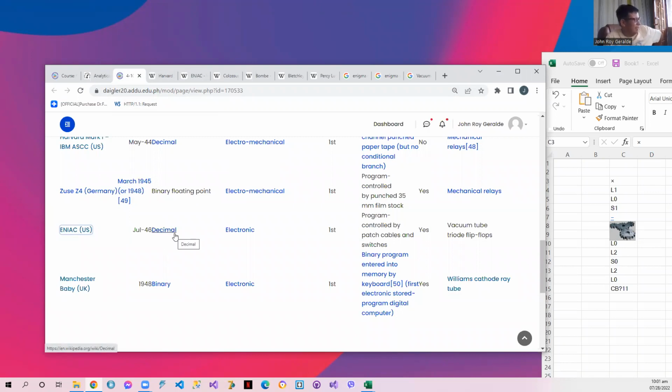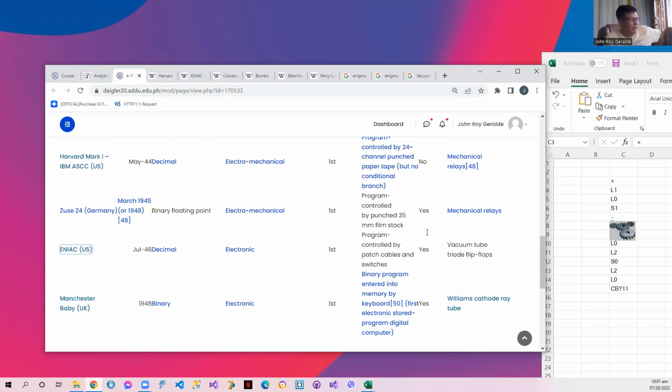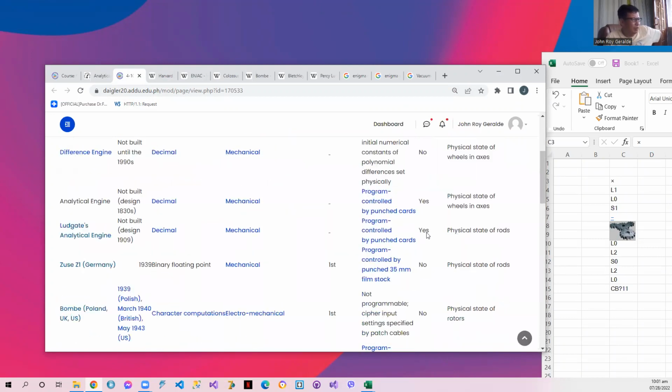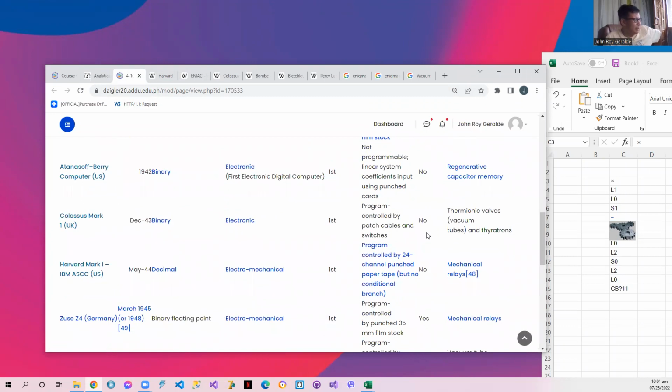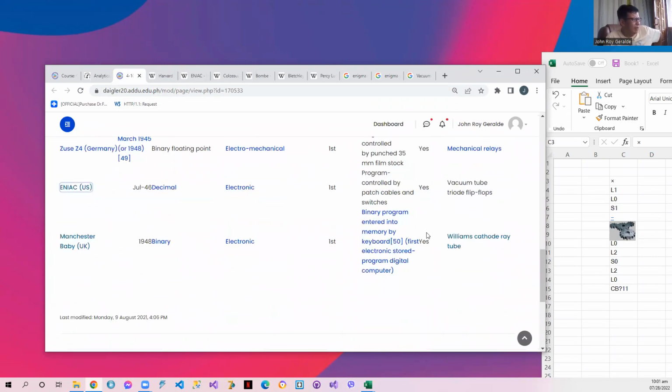ENIAC is very significant nowadays because it's an electronic computer which is based on the decimal system, and it uses vacuum tube diodes. It's Turing complete. Like Charles Babbage's, so it's very close to Charles Babbage's analytical engine. The main difference is the physical characteristics, because the ENIAC is electronic and the analytical engine is mechanical.